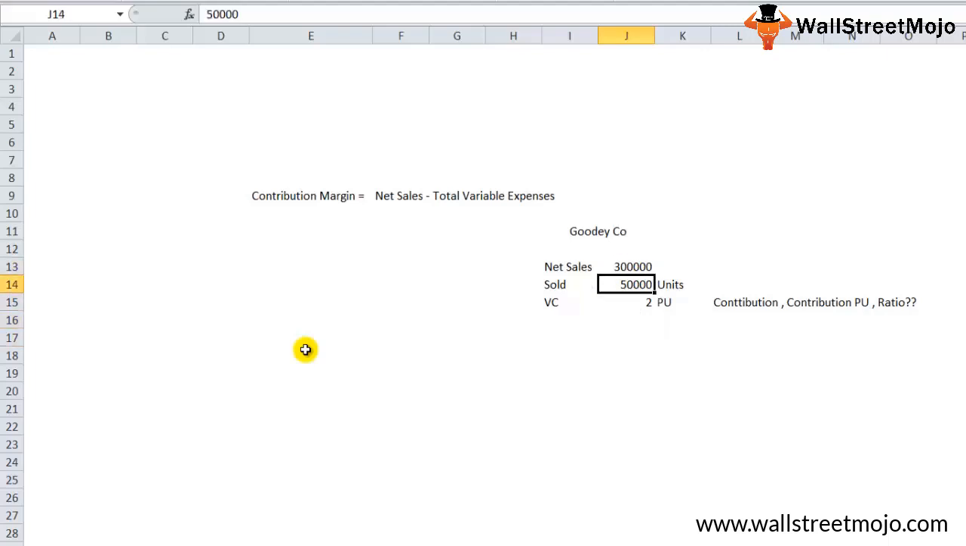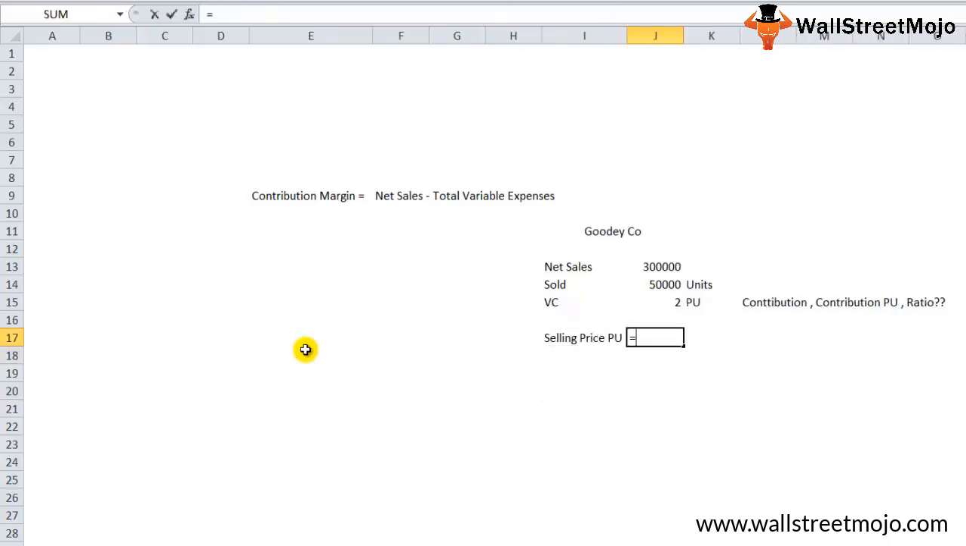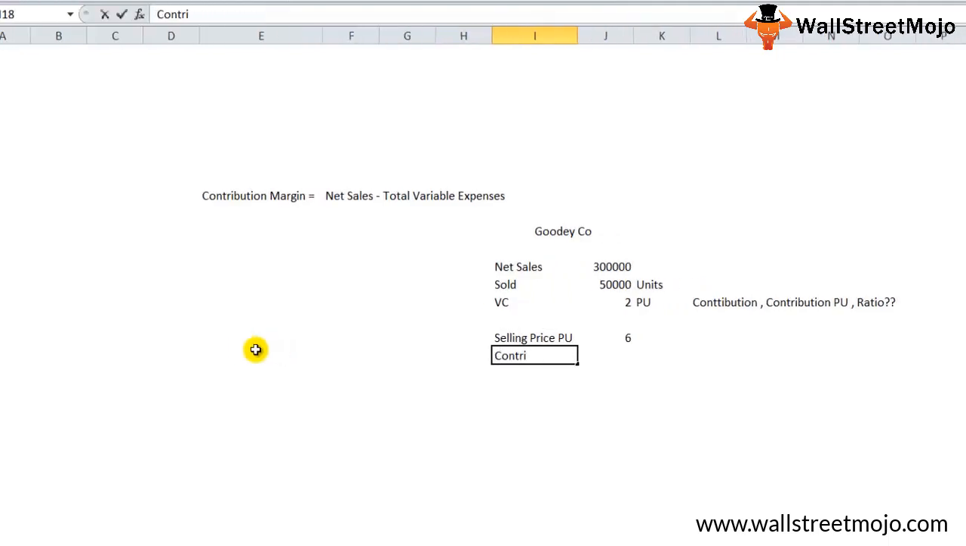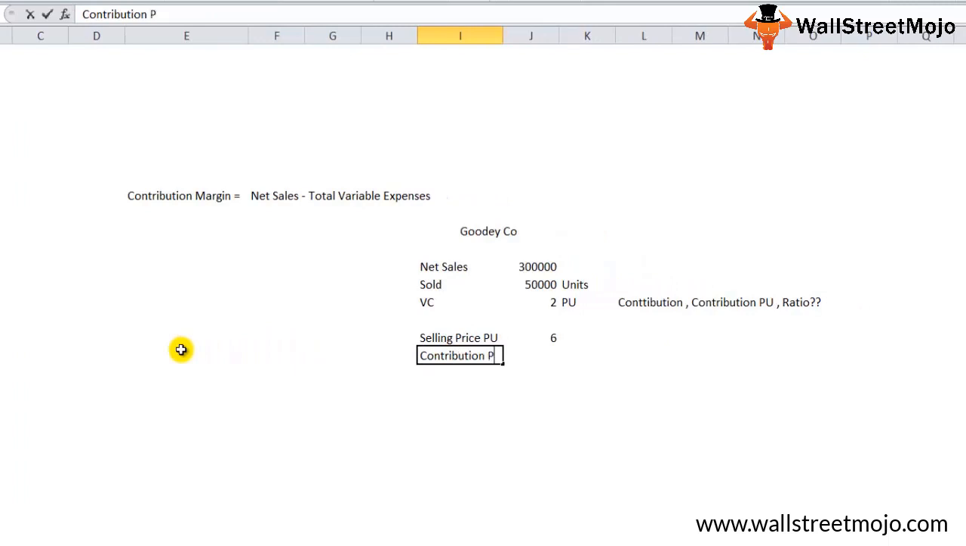The company has net sales of how much? 3 lakh. The number of units sold was how much? 50,000. The selling price per unit would be how much? Let's write the selling price per unit is equal to 3 lakh, that is the net sales, divided by the total number of units. That will give us the net selling price per unit. The variable cost is $2. So let's calculate the contribution per unit.